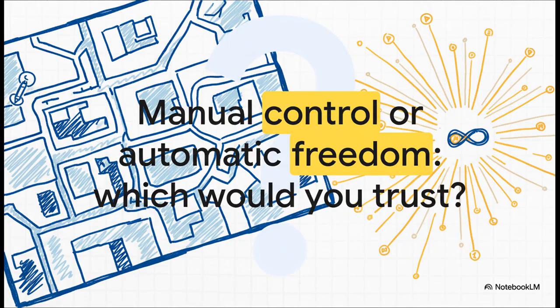And that really leaves us with a final question to chew on. In that balance between the precise control of drawing the map yourself and the adaptive freedom of letting the network figure it out automatically, which approach would you trust with your most important information?